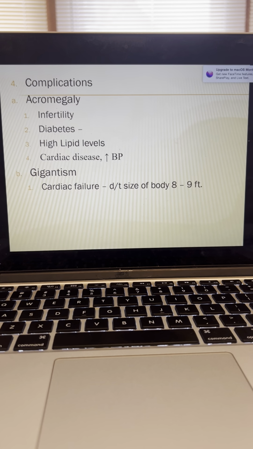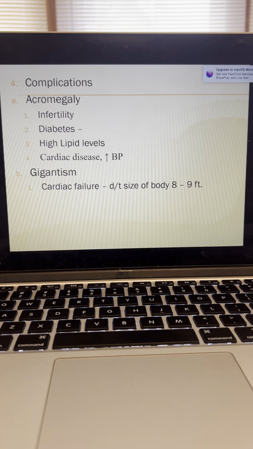Complications from having too much growth hormone. Complications with acromegaly might be infertility. So if that's an issue, a lot of times they'll go through the whole endocrine system to make sure that there are no issues. Diabetes, it does impede glucose uptake by the cells. High lipid levels. Growth hormone mobilizes fat. Remember, it's antagonistic of insulin. So between those two things, it can cause cardiac disease and high blood pressure.